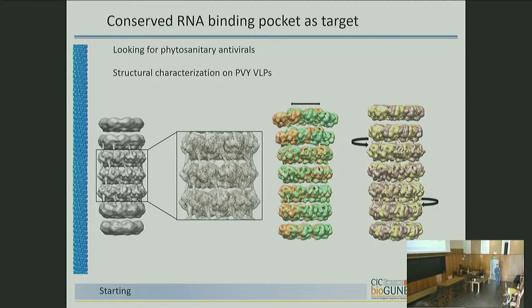So here the idea is that structural information is required to see which are the main interactions between the compound and the nucleoprotein. And for that we did, as I mentioned before, crystallography. Well, it was a disaster. We didn't get anything. And now we are evaluating the use of virus-like particles. Those are viral particles of Potato virus Y. They are really different from the ones that we analyzed.